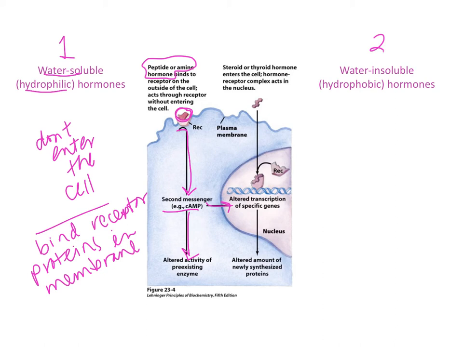Now, the water insolubles, or the hydrophobic hormones, are things like steroids and thyroid hormones, think cortisol. Those are steroids, which are lipids. So those can cross the lipid bilayer and enter, and they typically have some kind of receptor inside the cell. And it will end up having to do something with transcription.